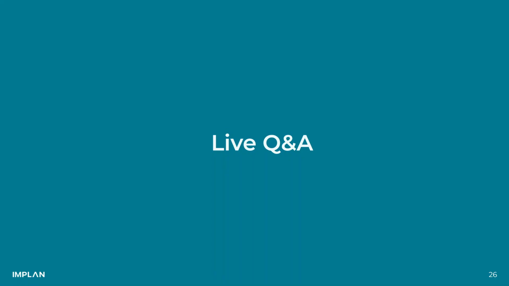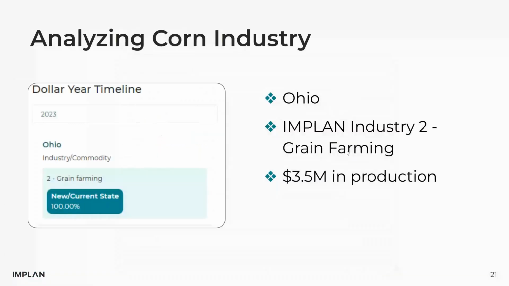All right. Can you re-explain how forward linkages by industries differ from the backward linkages by industries? Yeah, let's go back to the corn.